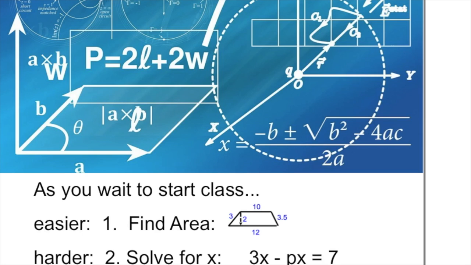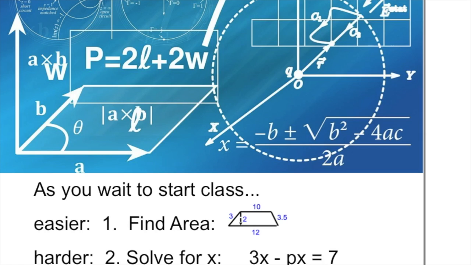The ACT is different than the SAT in this way. There's no formulas sheet. So basically, that means you need to know a bunch of formulas. Like, for instance, they could expect you to know how to find the area of that shape right there.